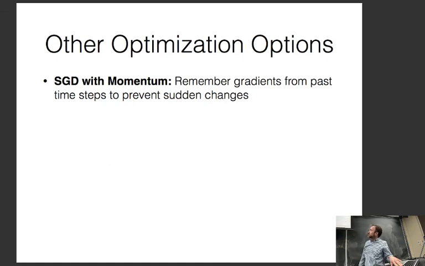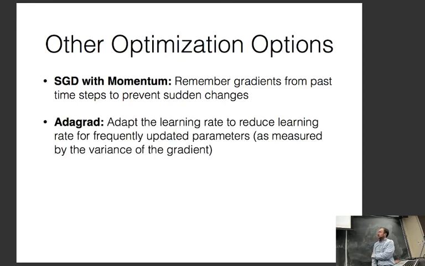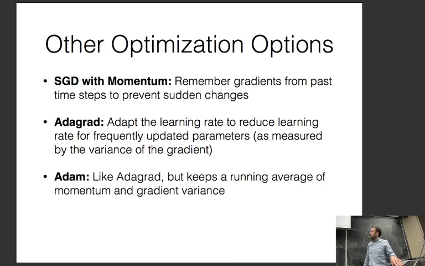So there's SGD with momentum, which basically remembers the updates that you've done previously and continues updating in that direction. There's also Adagrad, which is a method that learns an individual learning rate for each parameter. The idea is that parameters that are more frequently updated, you don't want to update as much. And parameters that aren't updated very frequently, you want to update more to ensure that they're learned well. And then Adam is kind of the de facto standard that a lot of people use now.